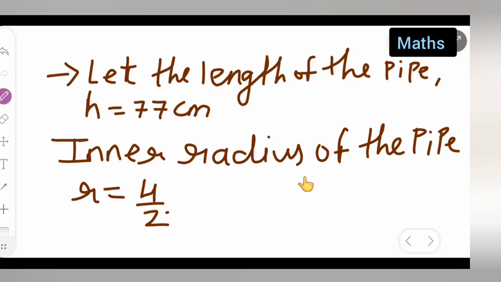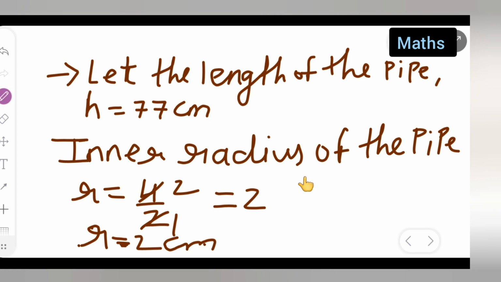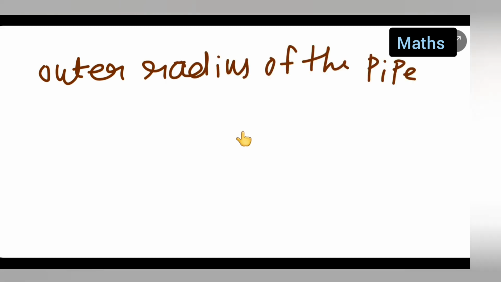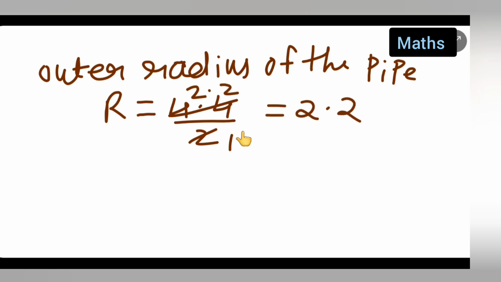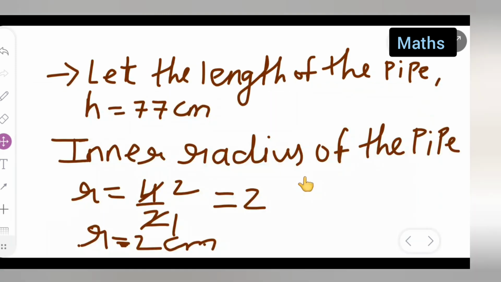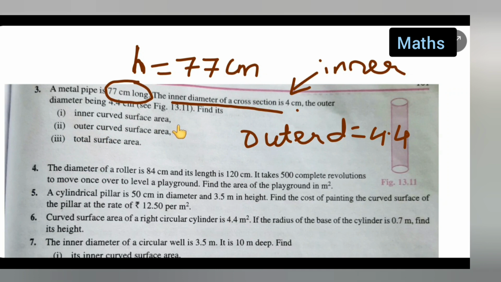So if you cancel this, 2 ones are, 2 twos are. So you will get 2. Therefore, you can say that r is equal to 2 centimeter, write it down. Next, let us find the outer radius of the pipe. Outer radius of the pipe is capital R is equal to 4.4 upon 2. So you will get 2 ones are, 2 twos are, you will get 2.2, right? So your capital R is equal to 2.2 centimeter, okay. Here it was given already, 4.4. Outer is 4.4.